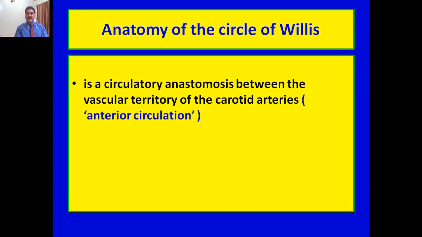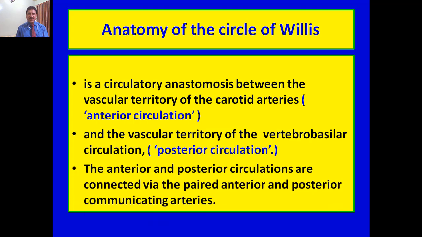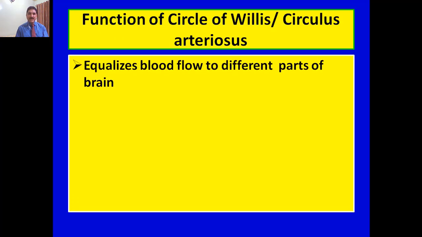Now what is the circle of Willis? It is a circulatory anastomosis between the vascular territory of the carotid arteries, which form the anterior circulation, and the vascular territory of the vertebral arteries, which form the posterior circulation. The anterior and the posterior circulations are connected via paired anterior and posterior communicating arteries.